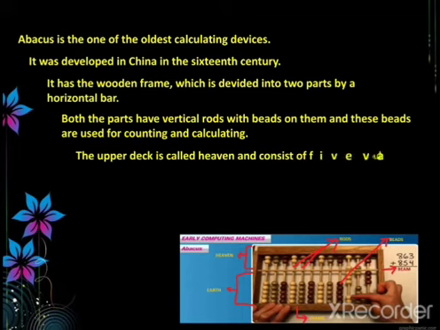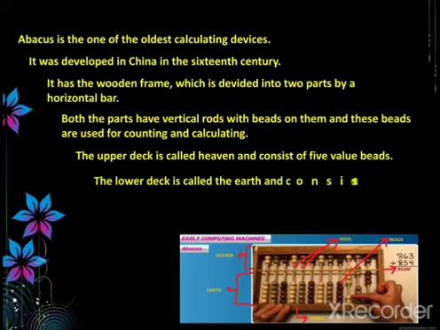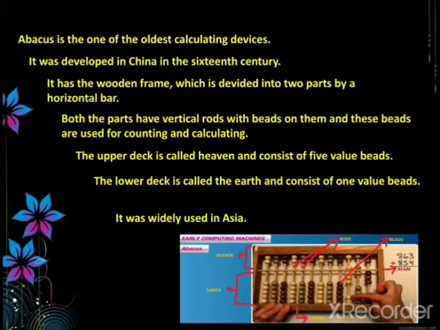The upper deck is called the heaven and consists of five value beads. The lower deck is called the earth and consists of one value beads. It was widely used in ancient Asia. It is still used in countries like Japan and China.